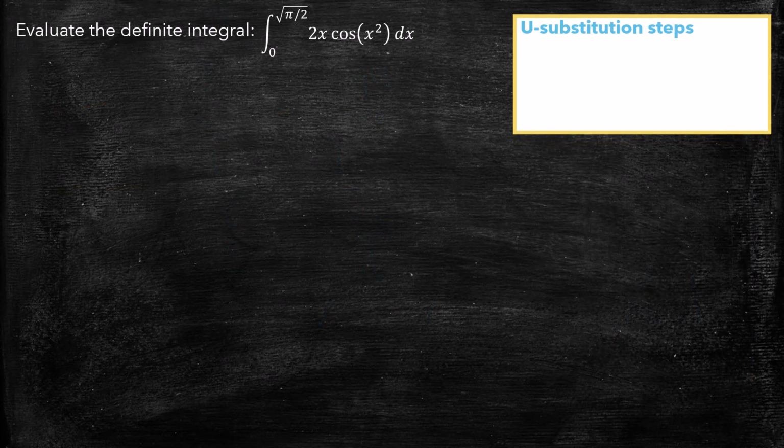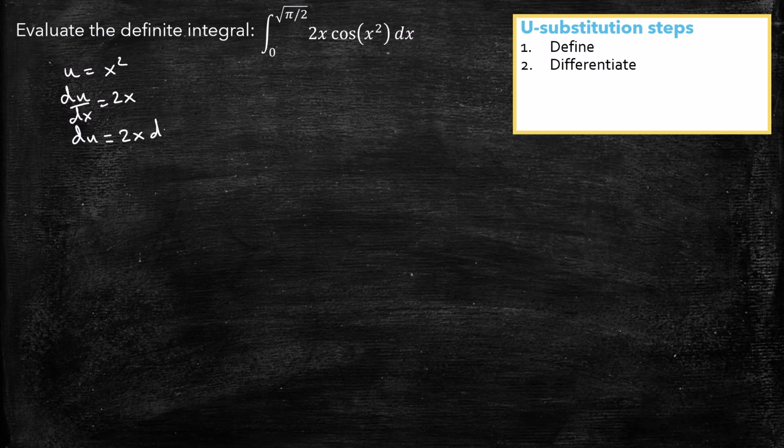So here's the same problem, but expressed as a definite integral, and we'll follow some of the same steps. So we define u to be the inside function, u equals x squared. We differentiate, that stays the same, du by dx equals 2x. And then I always isolate du. And then we get to this next step.